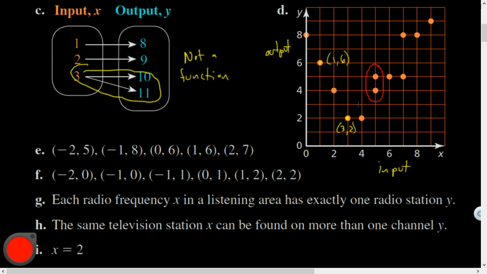And does anyone notice another issue? It looks like 7 here also has multiple outputs for the same input. You guys spot that? If I input 5, I got both 4 and 5 back? And if I input 7, I got both 5 and 8 back? So this is not a function. No, not a function.